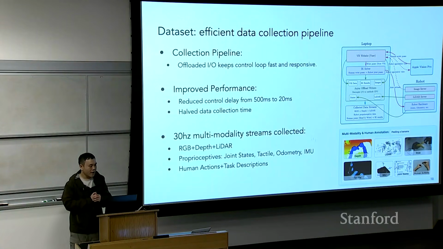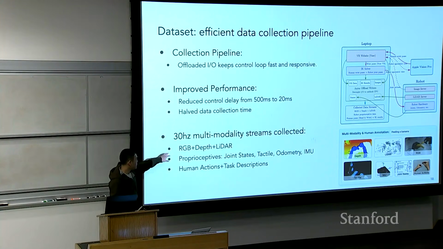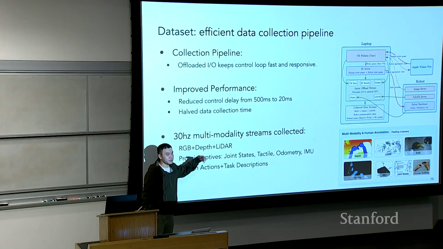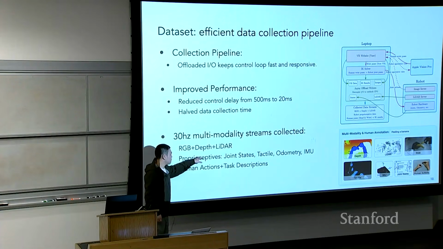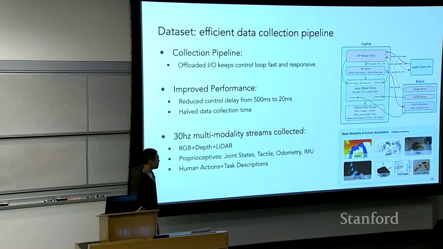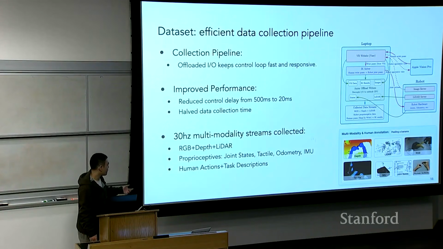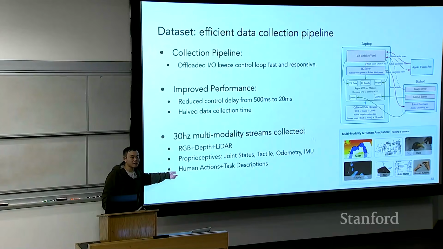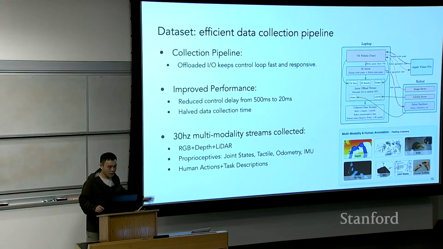Therefore, we capture 30 Hertz multimodal streams. That includes RGB, depth, and LiDAR, basically perception signals, and also proprioceptive signals such as the joint states, tactile, odometry, and the IMU from the robots. And also we have the human actions and the task descriptions along with other sensory signals.